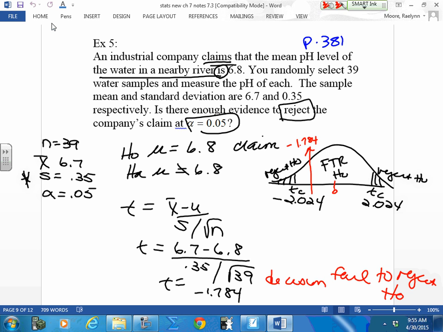We go to your chart. We follow: your claim is H0, we fail to reject H0. So we interpret this as there is not enough evidence, or insufficient evidence, to reject the claim that the mean pH of the water is 6.8. We're saying there's not enough evidence to reject it. That's how we have to say we like it. Okay? Are we good with this?